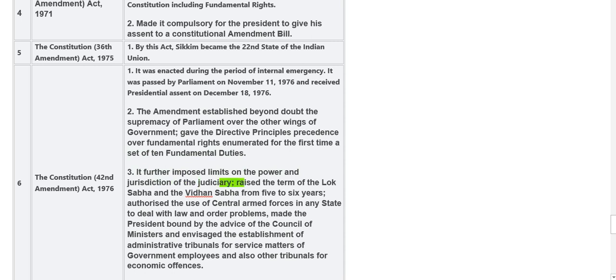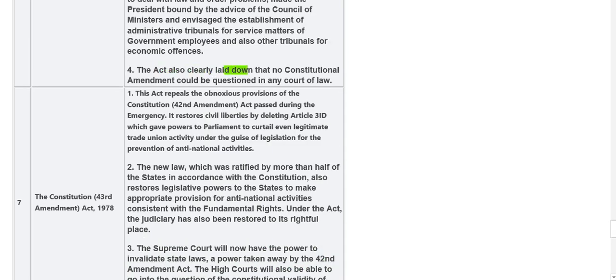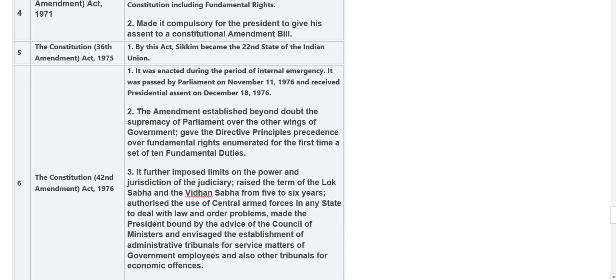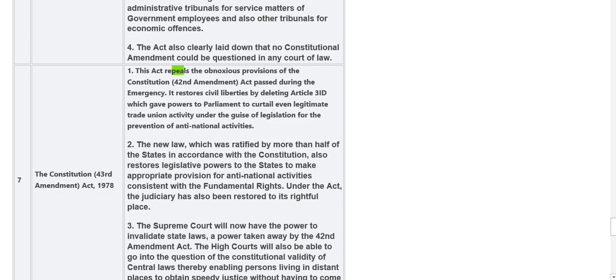3. It further imposed limits on the power and jurisdiction of the judiciary, raised the term of the Lok Sabha and the Vidhan Sabha from 5 to 6 years, authorized the use of central armed forces in any state to deal with law and order problems, made the President bound by the advice of the Council of Ministers, and envisaged the establishment of administrative tribunals for service matters of government employees and also other tribunals for economic offences. 4. The Act also clearly laid down that no constitutional amendment could be questioned in any court of law.